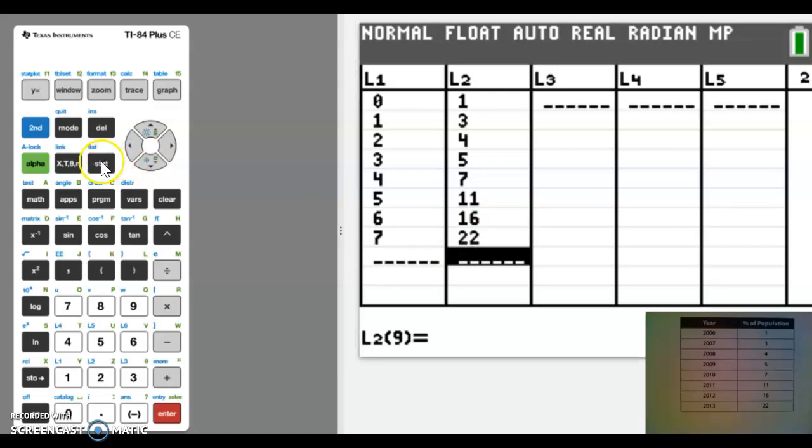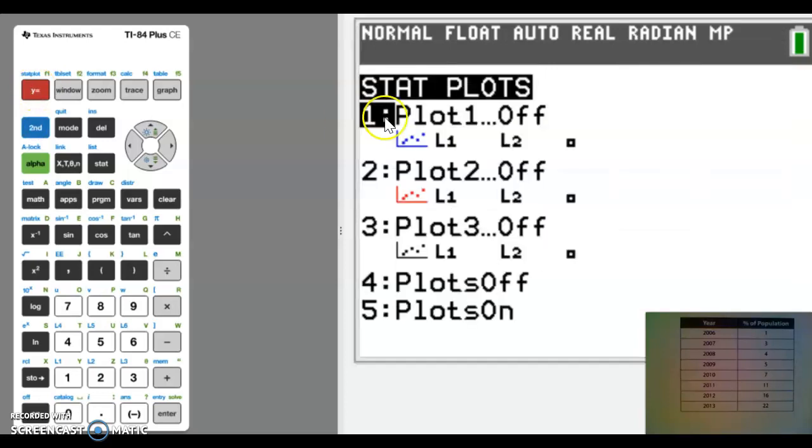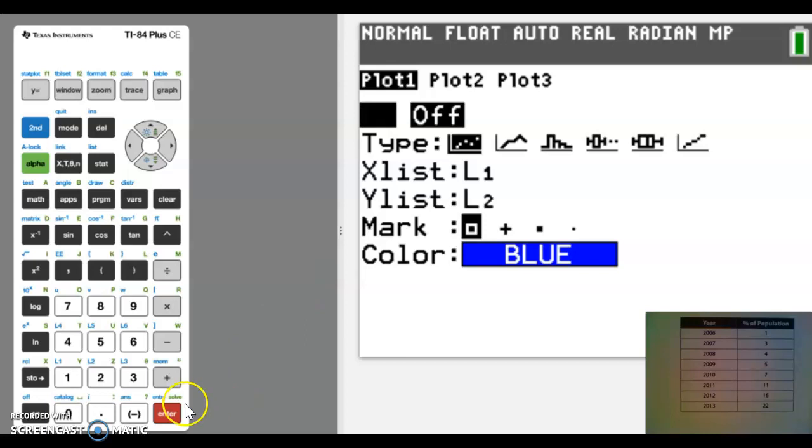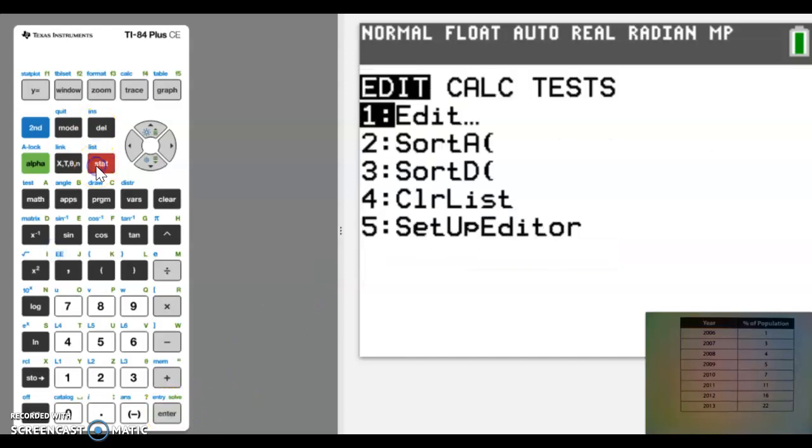I am going to turn my stat plot on. So I'm going to press second, stat plot. I want to turn the first one on, so I'm going to press enter. It automatically highlights on. I'm going to press enter again. Then I'm actually going to go ahead and do my exponential regression. So I'm going to go over to stat. Sorry, I jumped the gun there. And I want to go over to calculate.